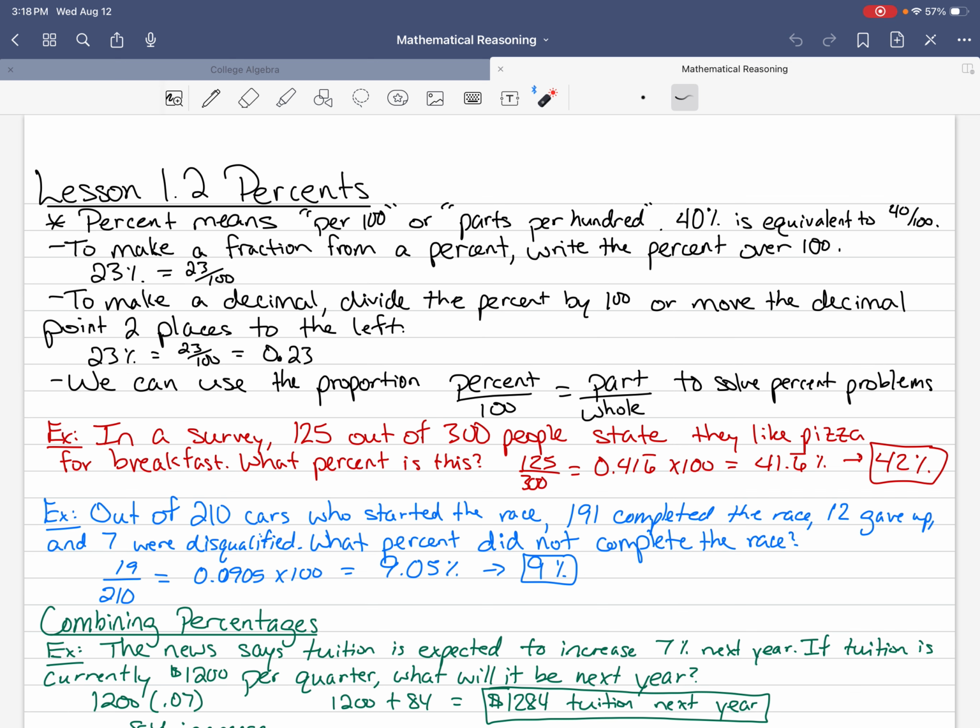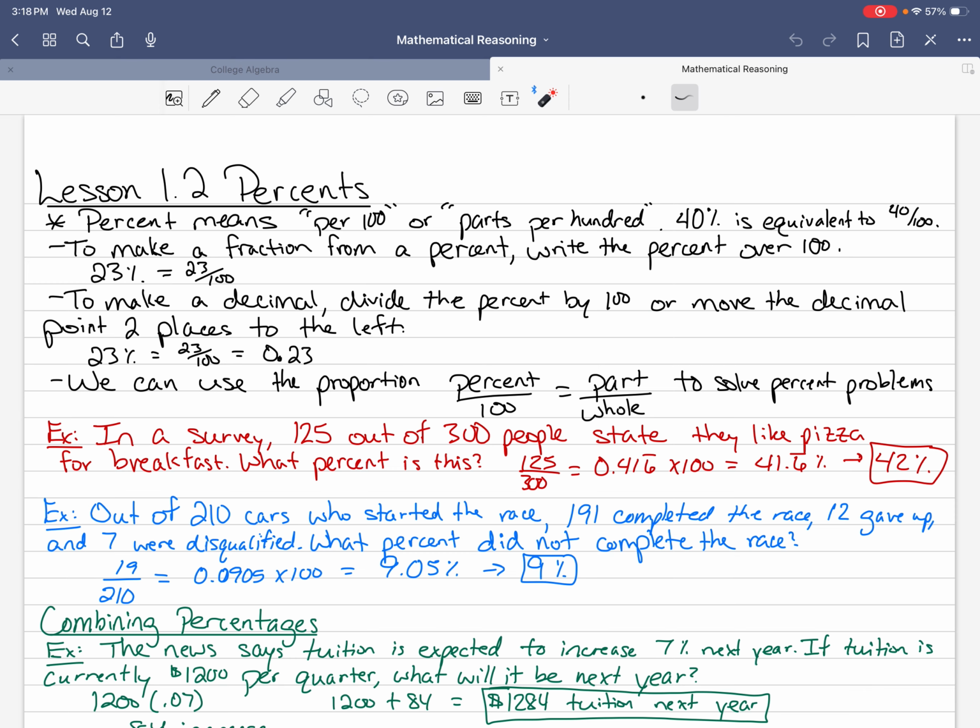In a survey, 125 out of 300 people state that they like pizza for breakfast. What percent is this? So you could use the percent proportion, or we could take a more traditional route to this. Since we already know the partial amount and the whole amount, I'm not going to bother with the proportion. You could if you wanted to, though.